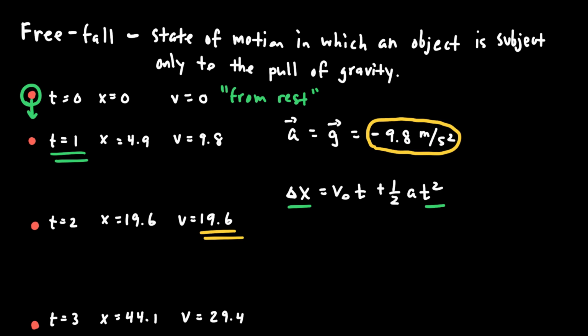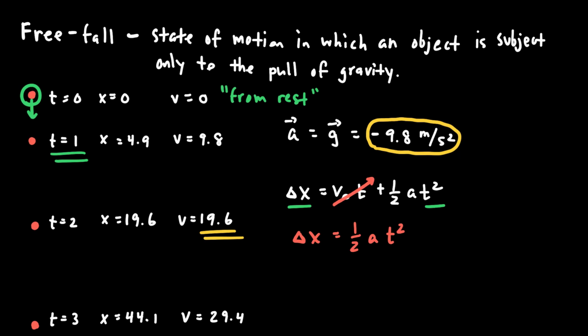And here that means if I recognize that the initial velocity is 0, that term goes away, and the displacement can be calculated by simply 1/2 a t squared. And since a is equal to 9.8 meters per second squared, then I can just plug in 1 second or 2 seconds or 3 seconds for the time to calculate that displacement.